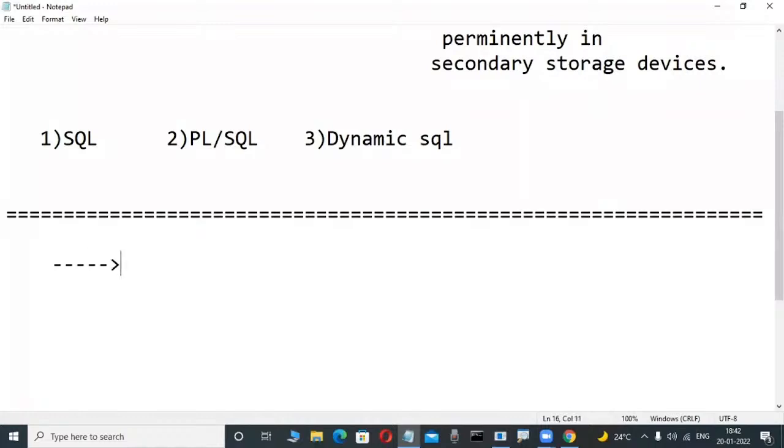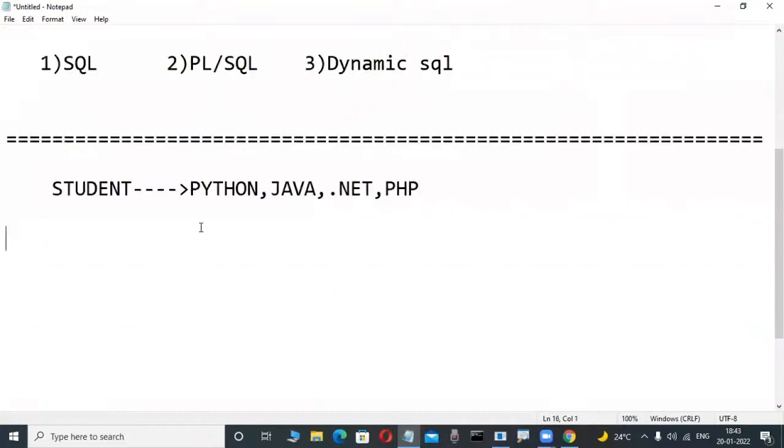First, from the student point of view, so many students are learning front-end courses. Nowadays they are learning Python, Java, .NET, ASP.NET, and PHP. These are web-based application programmers. Web-based applications are also possible in Java or Python.